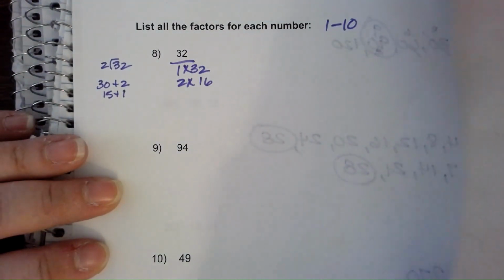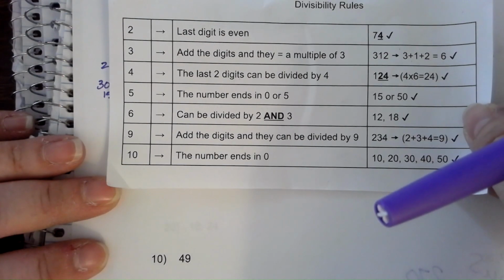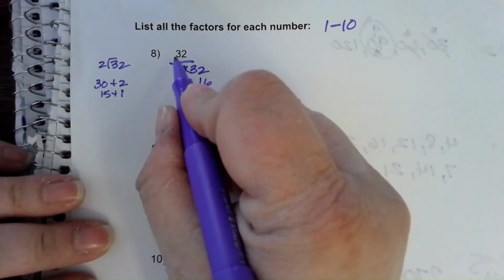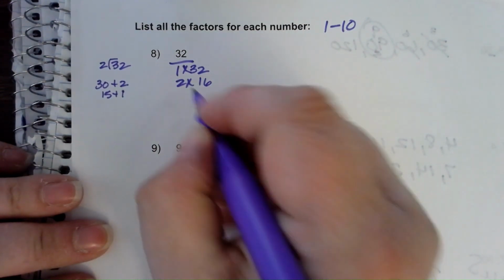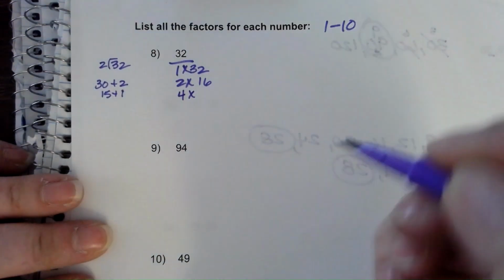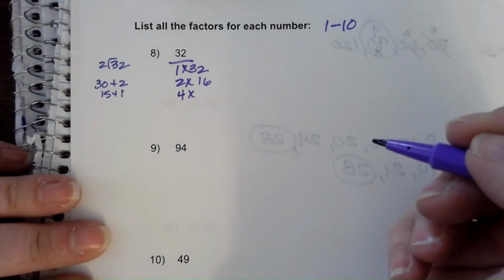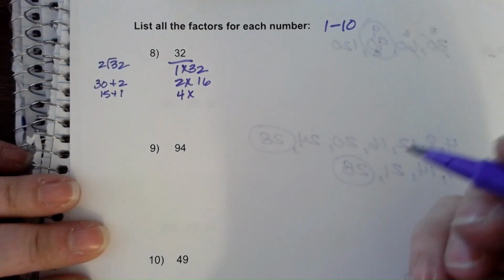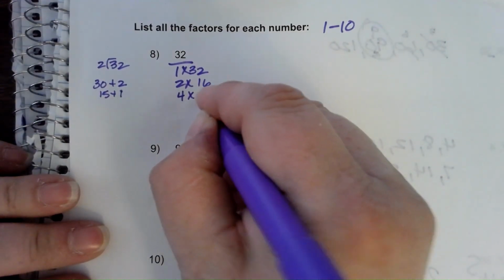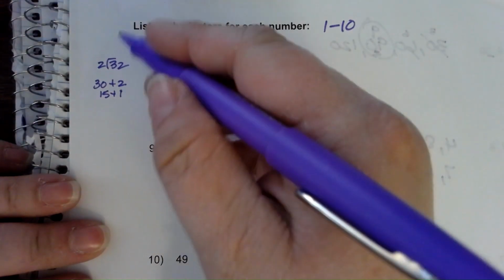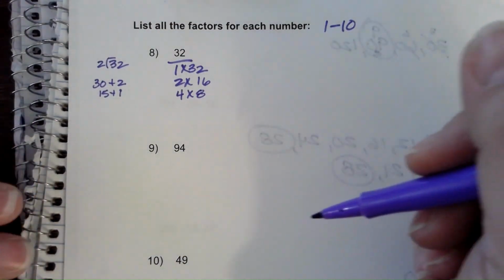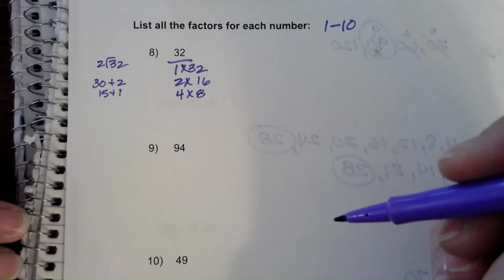All right, the rule for 3, again, add the digits, see if they equal a multiple of 3. So 32 is 3 plus 2 is 5, so 3 does not work. Again, when I get to 4, I'm going to have to walk through my 4s and ask myself, does 4 go into 32? Which it does 8 times. But you may have to write out the multiples of 4. Whatever you need to do to figure it out, do that.